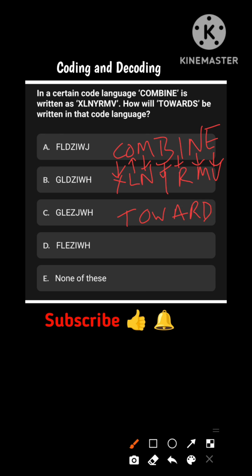Here, two words. What is the opposite letter of T, which is G? L, O, D, W, A and Z, I, R, D, W, S, H. So this is the code: GLDZ, GLDZIWH. Option B is the answer.